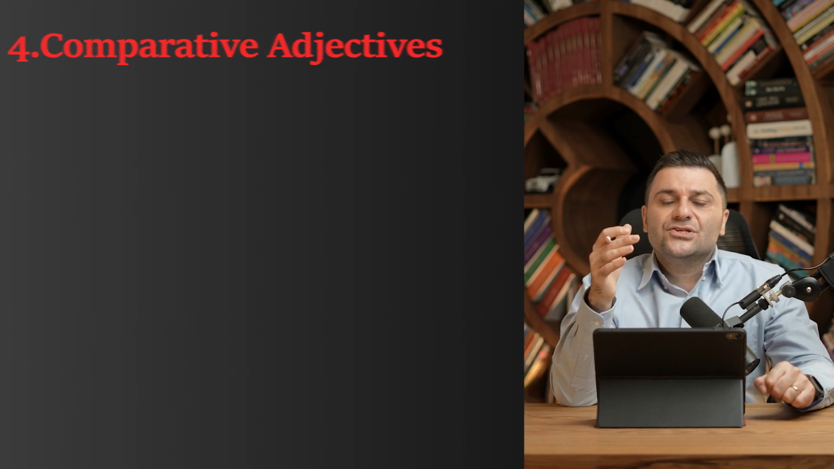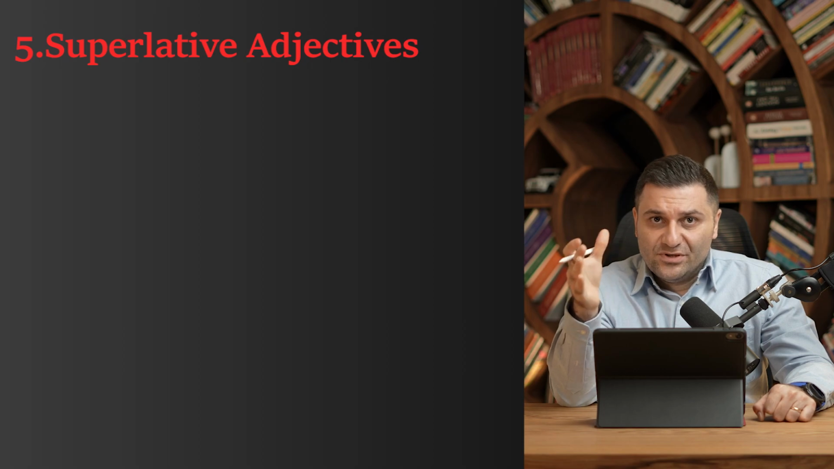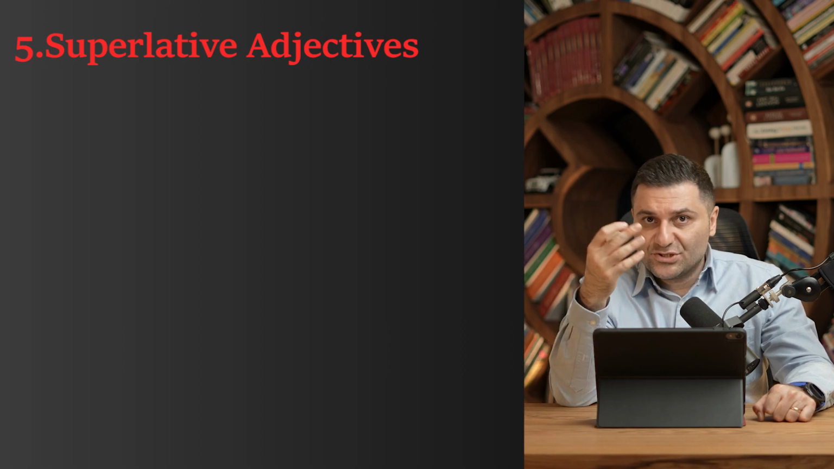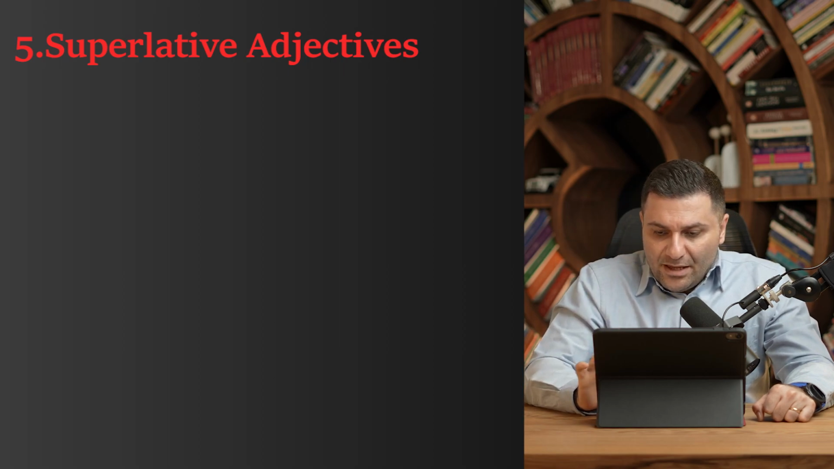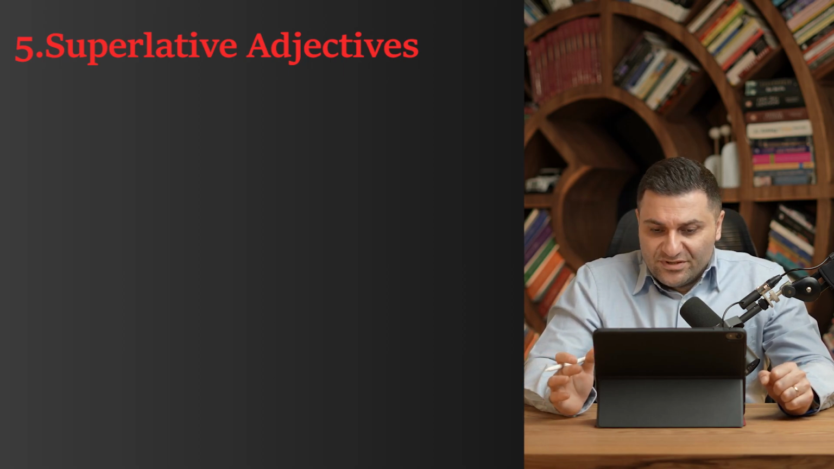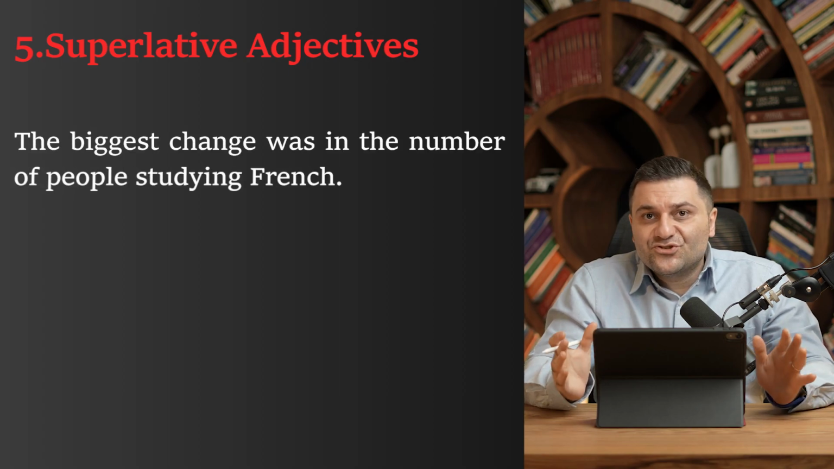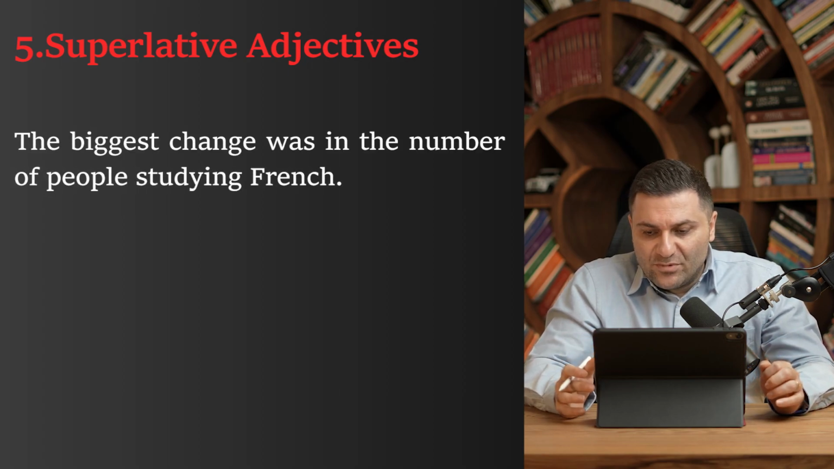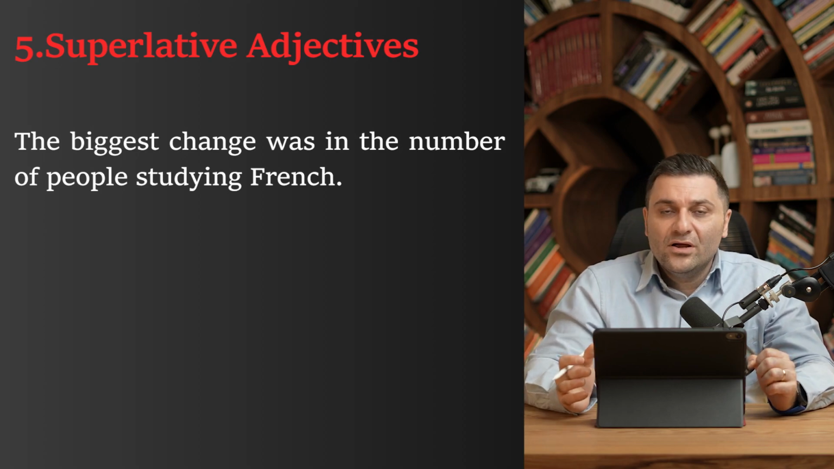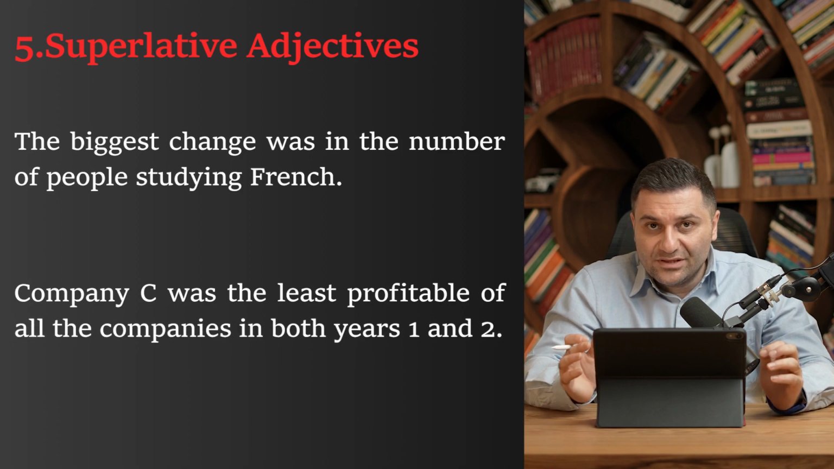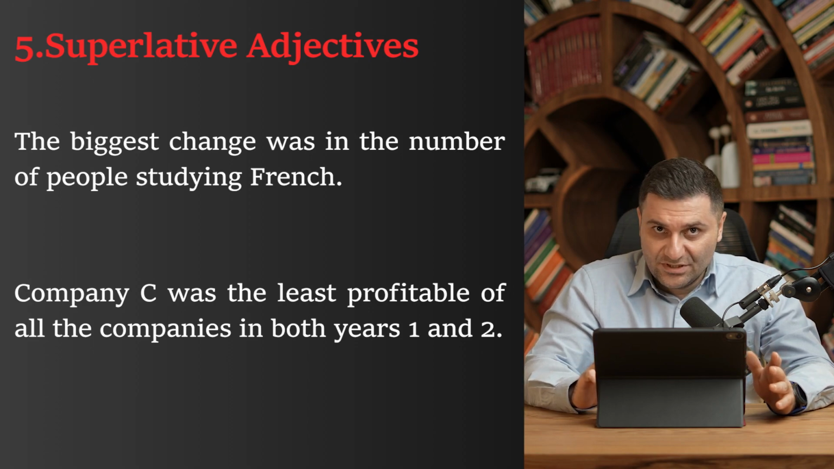Then there are superlative adjectives, for example, biggest, smallest, the most expensive, the most beautiful, all right? And it is pretty easy using superlative adjectives. For example, the biggest change was in the number of people studying French. Or company C was the least profitable of all the companies in both years 1 and 2. This is an example of superlative adjectives.